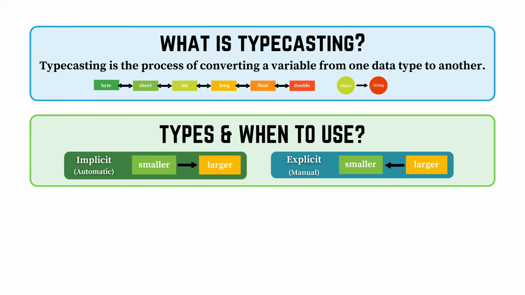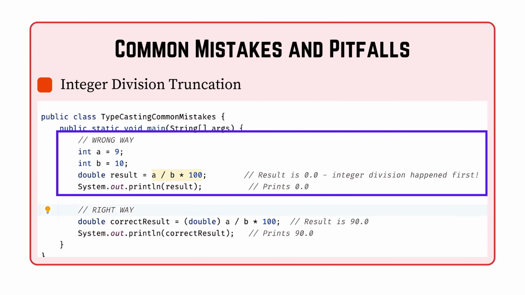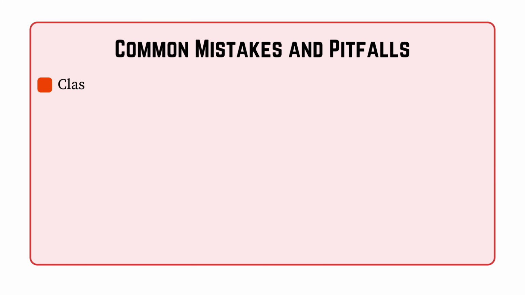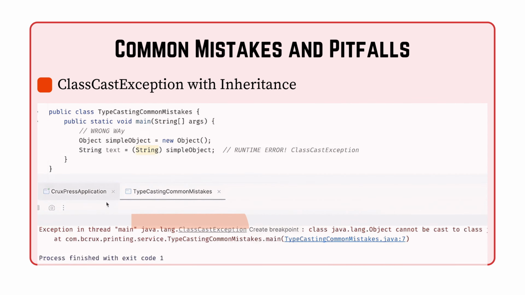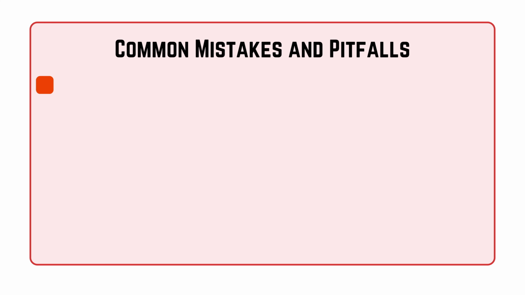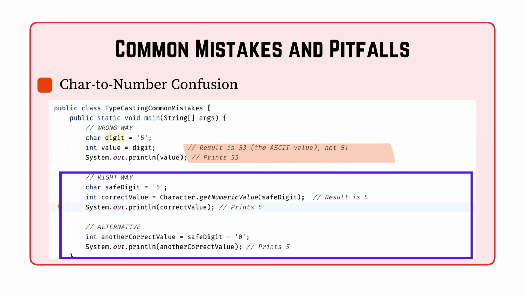Now let's address some common typecasting mistakes and how to fix them. Integer division drops the decimal part. Cast to double first, or you'll get unexpected zeros. Casting objects to incompatible types causes class cast exception. Always use instanceof to check if the types are compatible. Casting a char to int gives its Unicode value, not the numeric value it represents. Use proper conversion methods for processing numeric input, like PINs or form data.